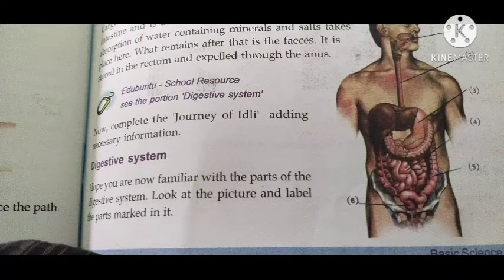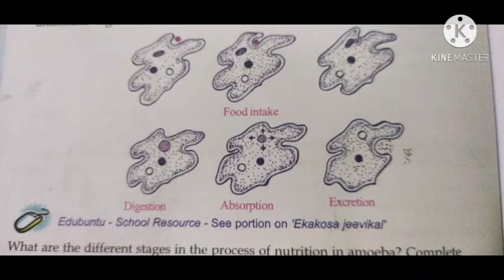Then nutrition in amoeba. The different stages in the process of nutrition in amoeba are 4 or 5 stages. Ingestion, digestion, absorption and ejection. Assimilation is the using up of the nutrients by body parts. Okay. Then 5 steps are ingestion, digestion, absorption, assimilation and ejection.